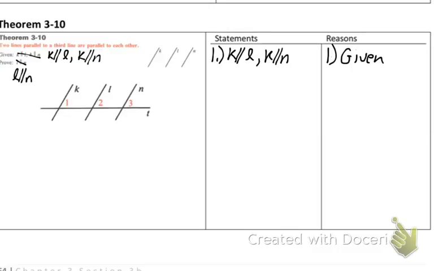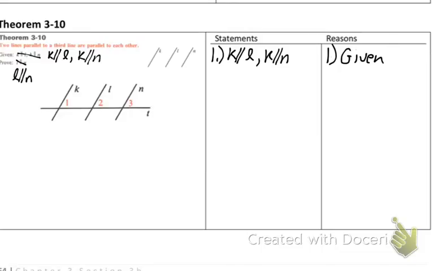Now I know I need to prove that two lines are parallel, so I'm thinking about the different ways I can do that. We can either say corresponding angles are congruent, alternate interior angles are congruent, or same side interior angles are supplementary. Oh, I was going to say corresponding. I blew the punchline for you, didn't I? I'm sorry. Yeah, we're going to use corresponding angles.